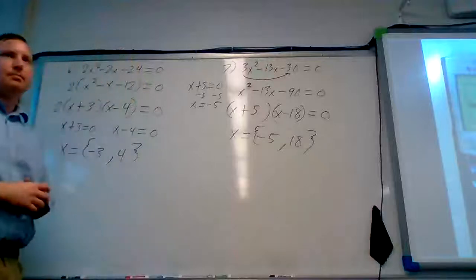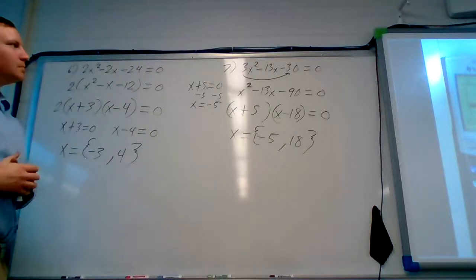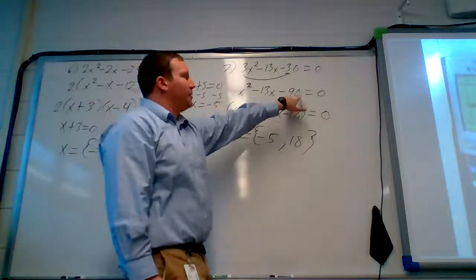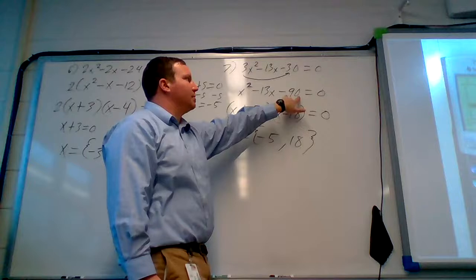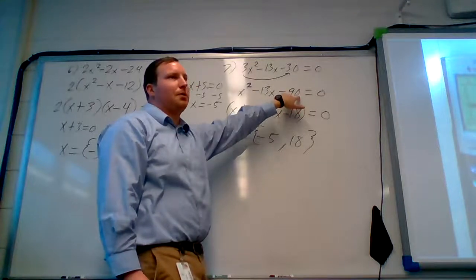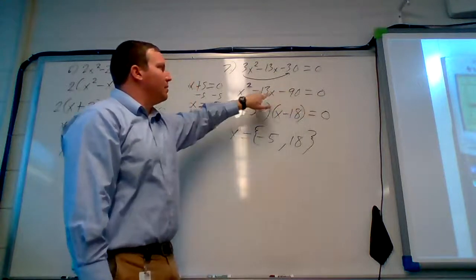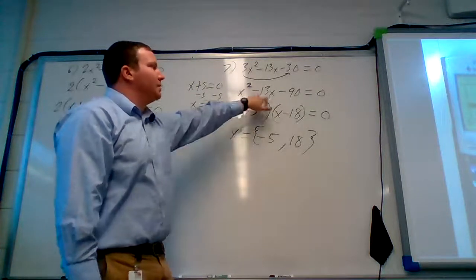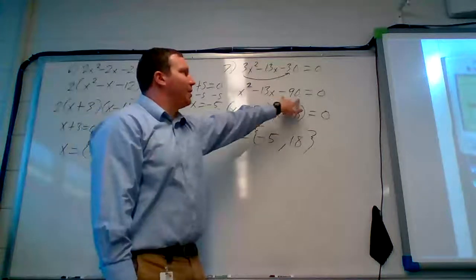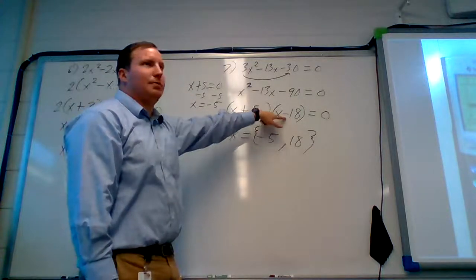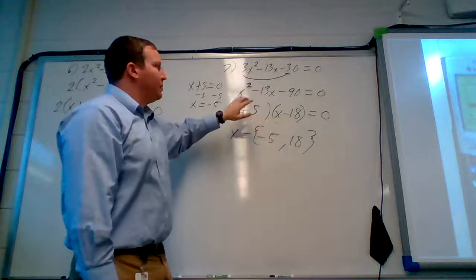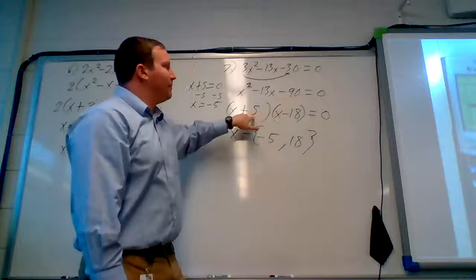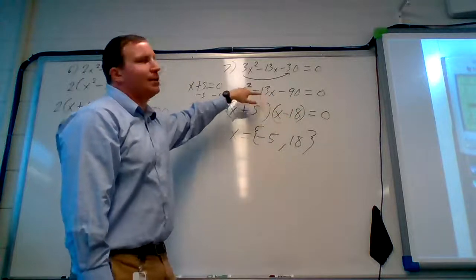So where do we get 5 and 18 from? Whenever we were factoring this, we're looking for a product of 90, so two numbers that multiply to get 90, and whose difference gives us that 13. Because to get a negative product, we have to have a positive times a negative. And so when we do 5 times 18, that gets us this 90, and then 5 minus 18 gets us that negative 13.